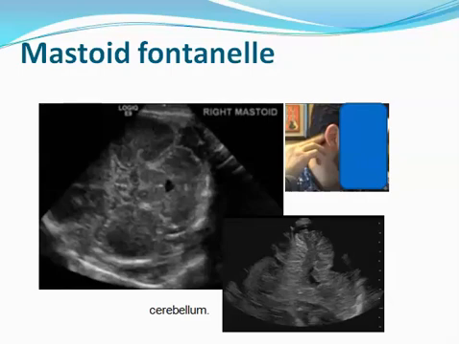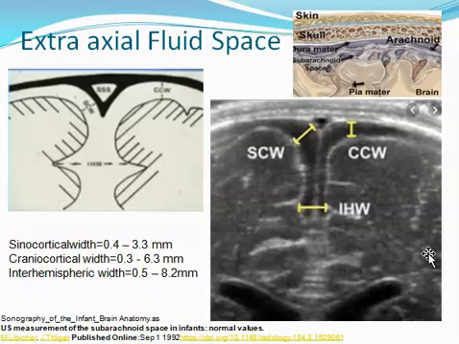These are just additional windows for further evaluation of the structures which you would like to see more. Now in this slide you will see that the extraaxial fluid space is evaluated, and for this you will use the high frequency linear probe, which is used for detailed visualization of superficial structures. You can see the meninges, the arachnoid and the subdural space, and the cortex.